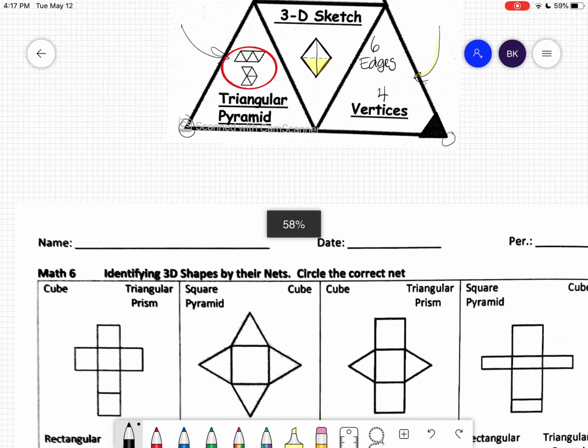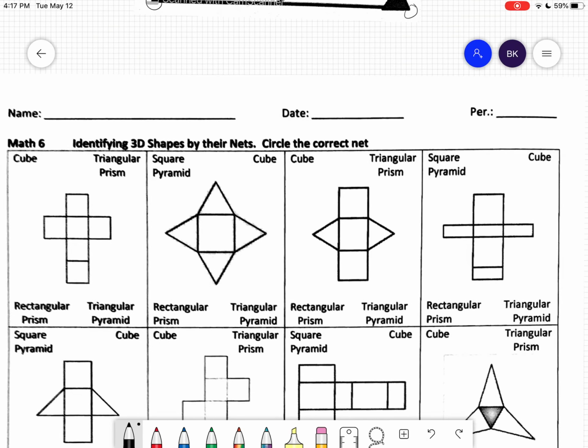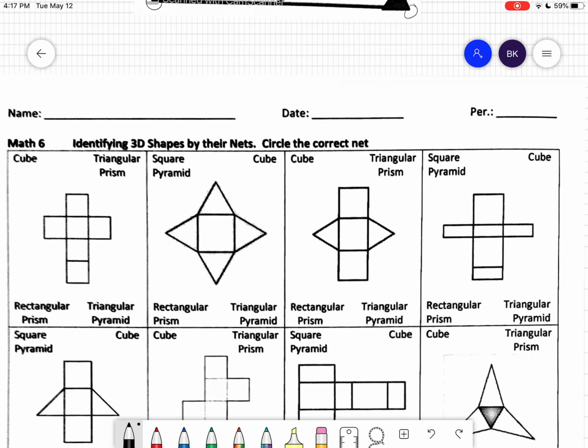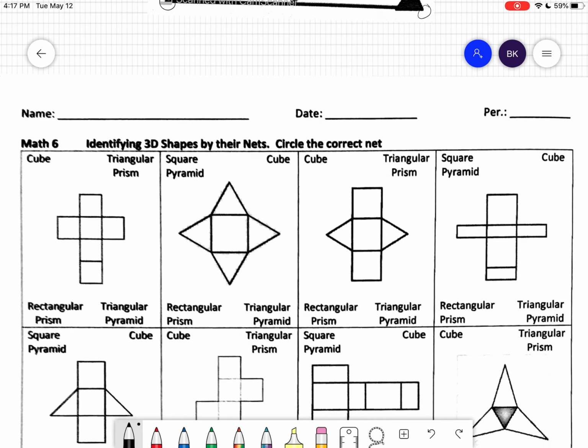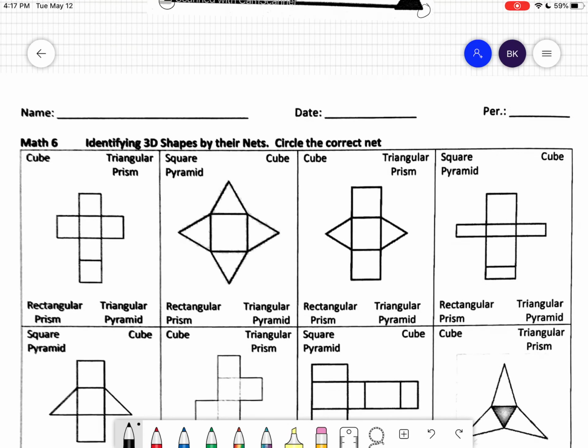So ladies and gentlemen, your job today is simply to recognize or identify which net represents which 3D shape. And I'm just going to do a few of them just so you understand the thinking process of this. So the first example, I see this net and I'm noticing right away, all of them are squares, they all look the same.